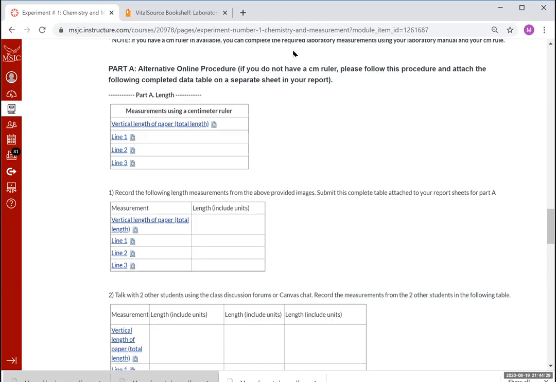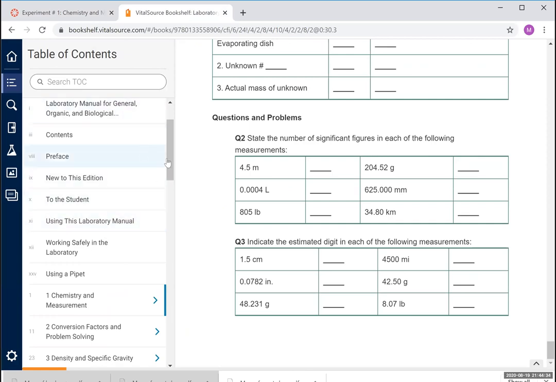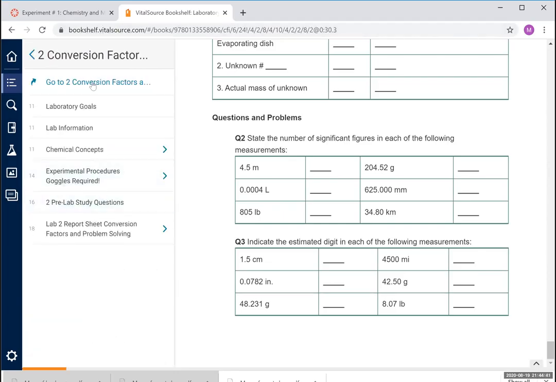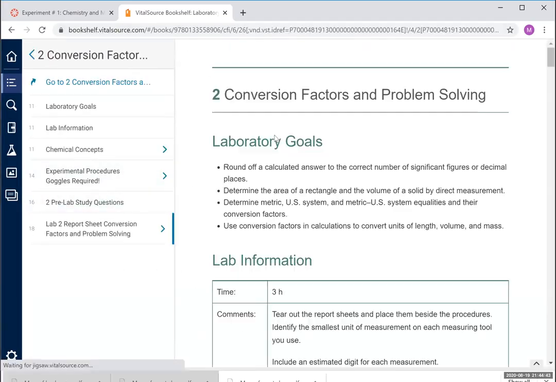And I'll also be providing you a link to lab 2. If you already have your lab manual, just as a preview for next week, lab number 2 is known as conversion factors and problem solving.